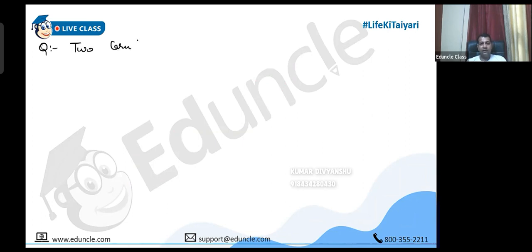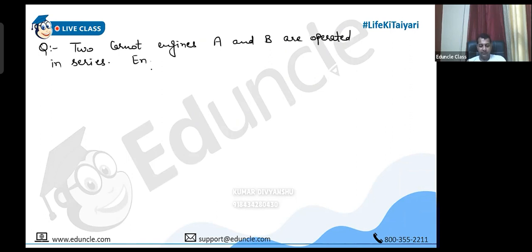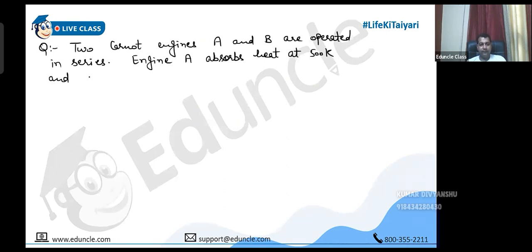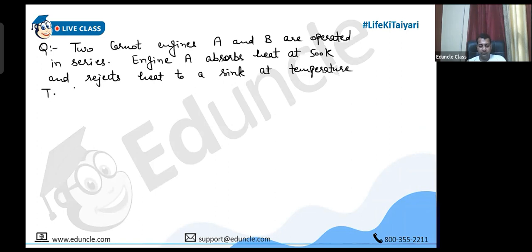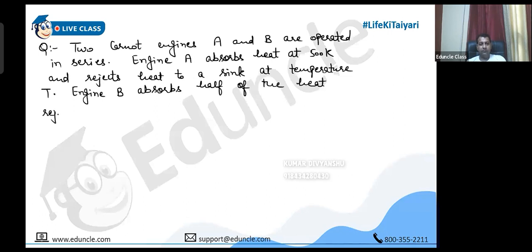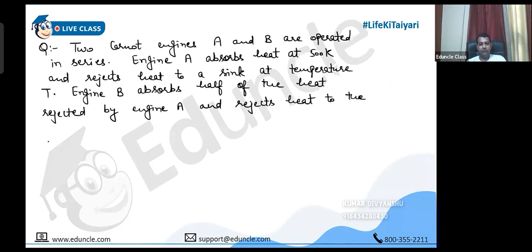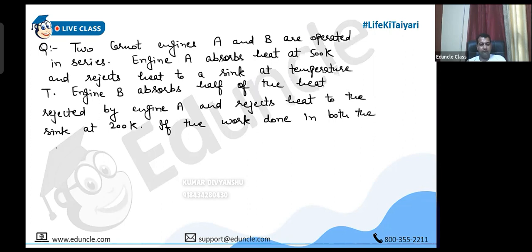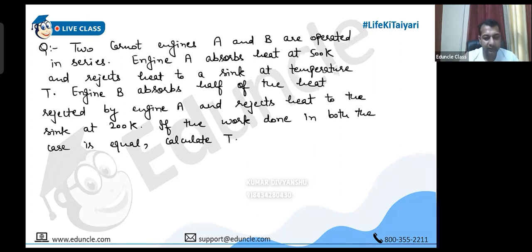Now, two Carnot engines, A and B, are operated in series. Engine A absorbs heat, and we have to calculate T. Okay, so please solve this. I'm coming. Take your time.